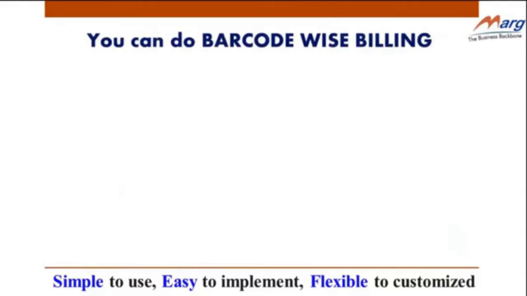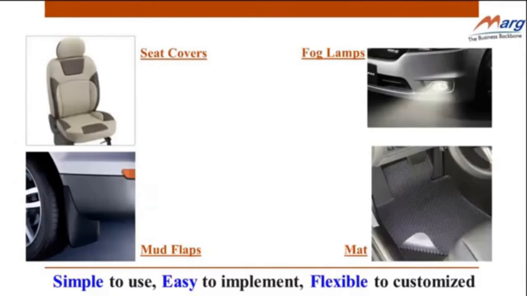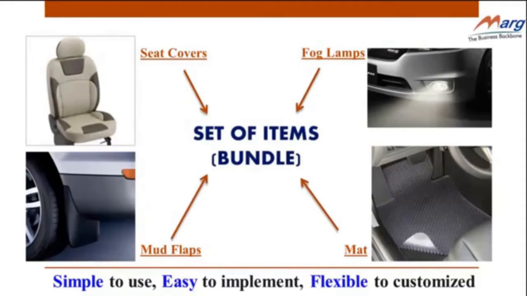Apart from this, you can do barcode wise billing. Along with this, one unique and beneficial option in Mark software is set of items bundle. As you know, whenever any customer purchases a new four-wheeler, to maintain his new four-wheeler, he purchases some necessary items like seat cover, fog lamps, mud flaps, mats, etc. These are some mandatory products which every customer purchases after purchasing a new four-wheeler.